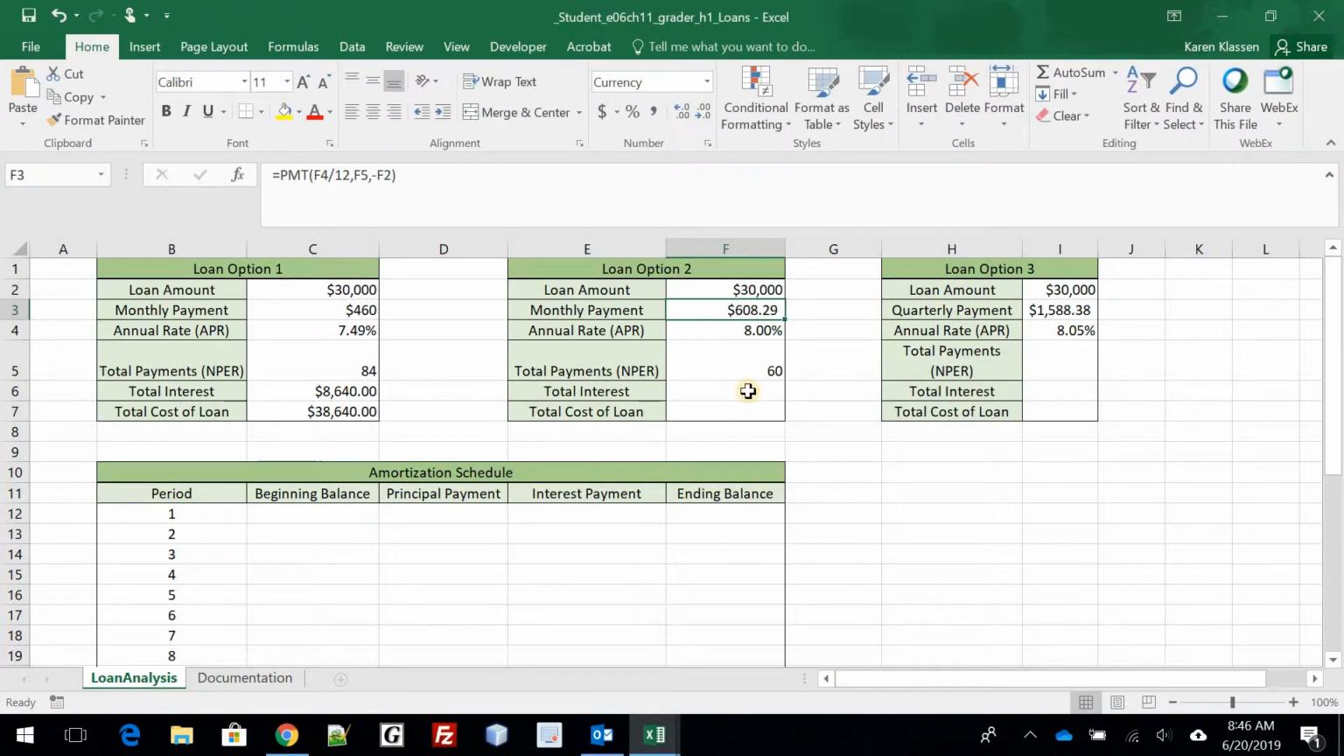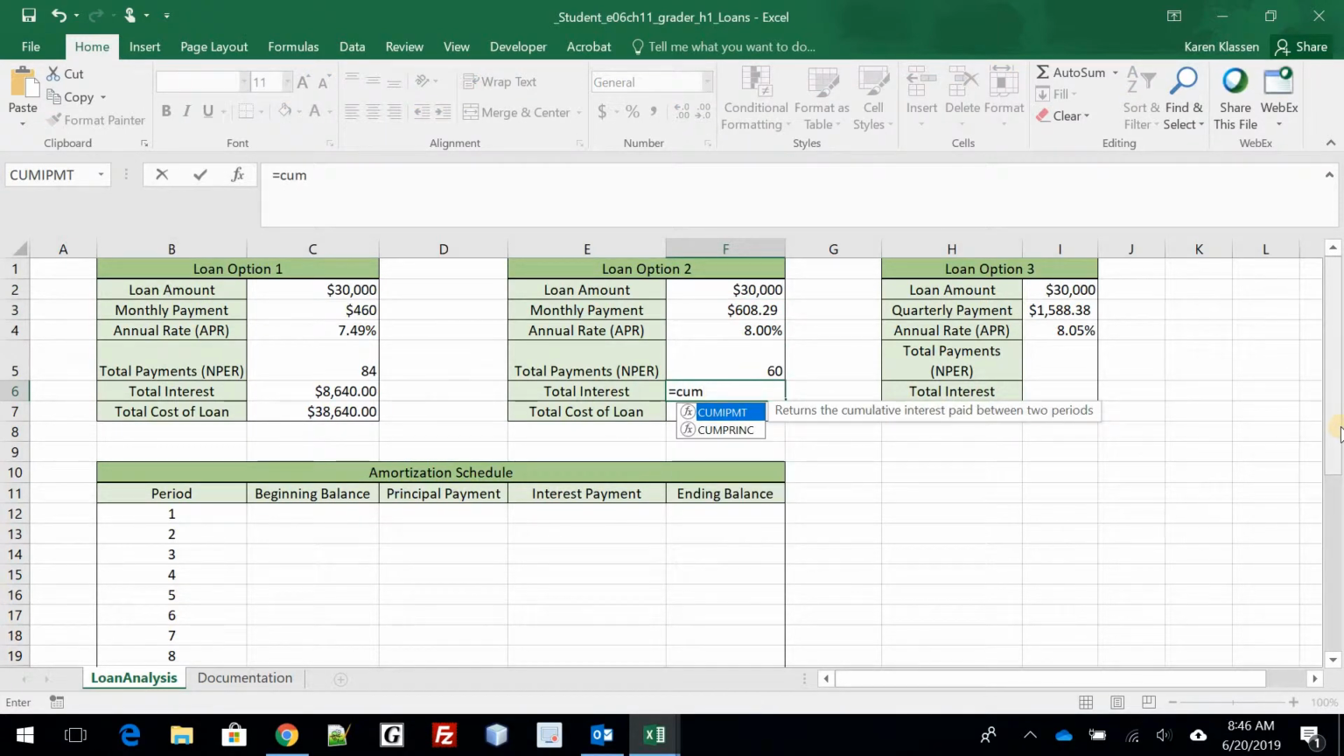And then again, this one is the same as this one, so it's a cumulative interest payment. Notice as I start typing, it starts bringing in what's available to me. Okay. And it returns cumulative interest, so I'm going to double click on that. And once you get used to your functions, right here it tells you it's the rate, NPER, so I could just click on my rate divided by 12, comma. Notice I have to have a comma in between each one of these.